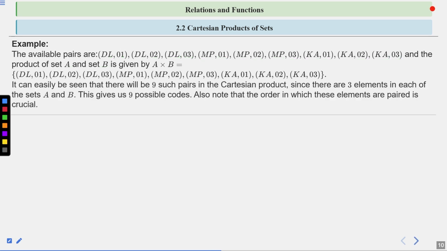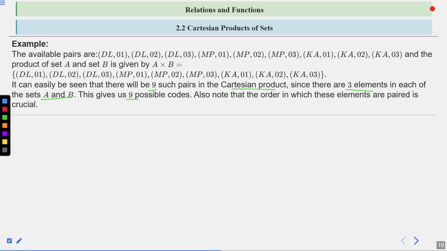So it can easily be seen that there will be 9 such pairs in the Cartesian product. Since there are 3 elements in each of the sets A and B, this gives us 9 possible codes. Also note that the order in which these elements are paired is crucial. Clear? So order is very important in Cartesian products. Always remember that. We are saying ordered pairs, not just pairs.